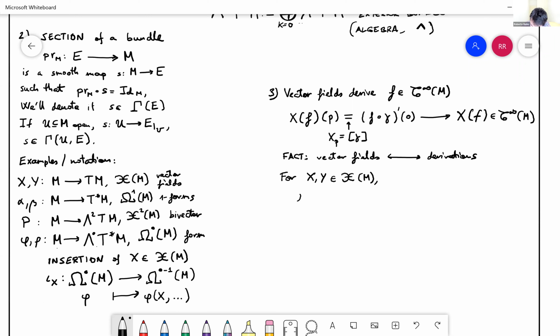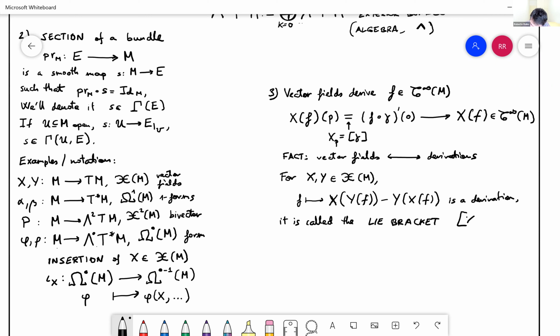It turns out that f goes to the following: I first derive by Y, then I derive by X. This, by the way, is not a derivation, you can check, it doesn't work well. But if you take the difference of the two orders, this is a derivation, because you cancel out the things that were annoying. Since this is a derivation, we are going to give it a name. It is called the Lie bracket, and denoted by this.